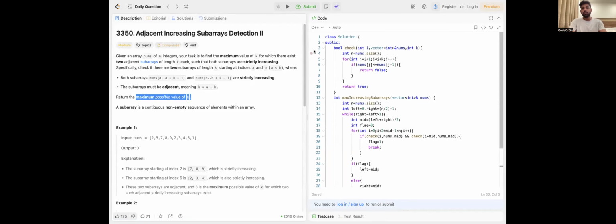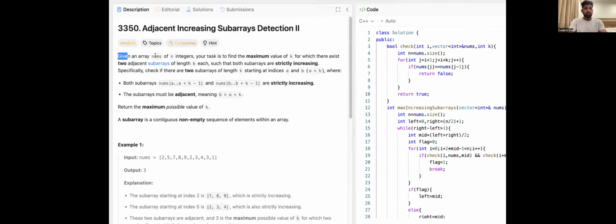So if you have not read the question, I will read it for you. We are given an array nums of n integers, and your task is to find the maximum value of k for which there exist two adjacent subarrays of length k each, so that both subarrays are strictly increasing. Similarly, check if there are two subarrays of length k starting at indices a and b, such that a is less than b.